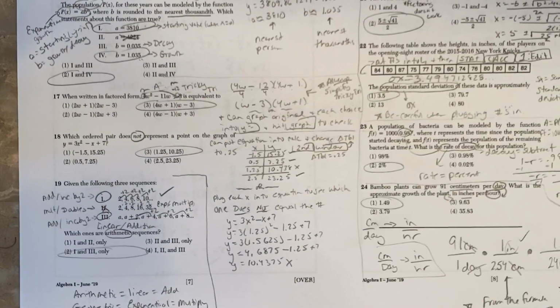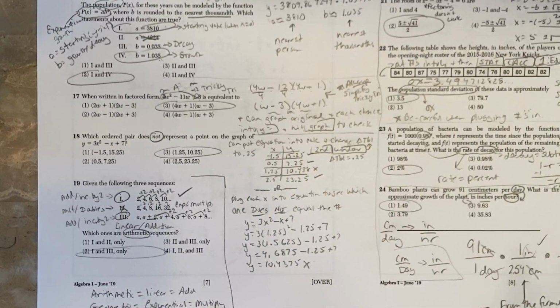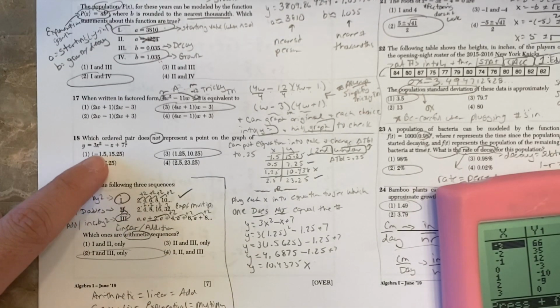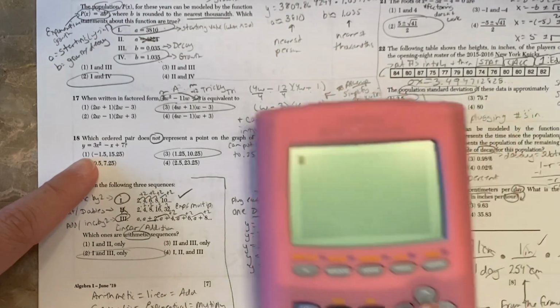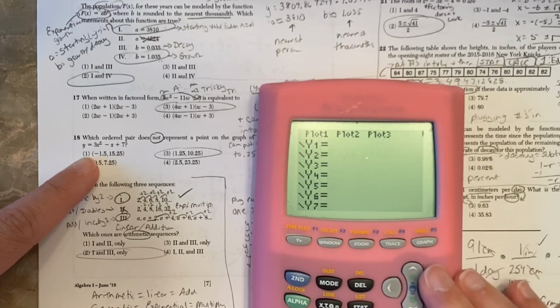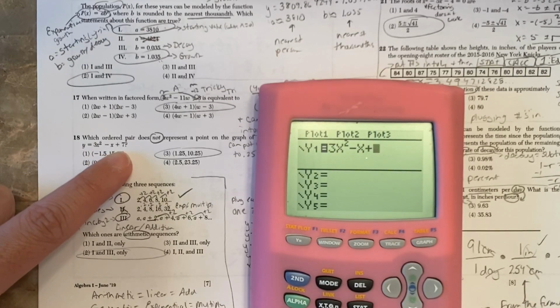Number 18, which ordered pair does not represent a point on the graph? Okay, this one I thought was kind of tricky. A lot of my kids got this right, which is good, last year, but I thought this was really tricky. So you're going to go into y equals, and this is normally where you would look to see the coordinates, the easiest way possible. So 3x squared minus x plus 7.